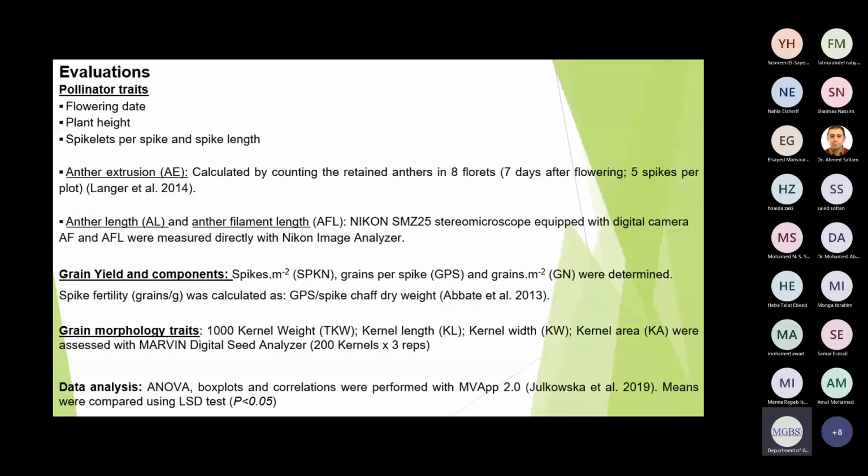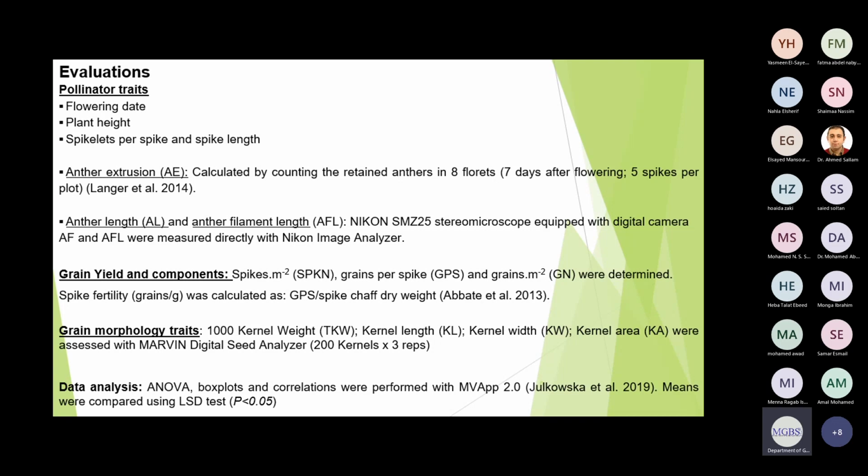Regarding the evaluation, we evaluated some floral traits with relevance for pollinator traits: flowering date, plant height, spikelets per spike, and spike length. Anther extrusion was evaluated 7 days after flowering in 5 spikes per plot, and it is calculated by counting those anthers that are retained inside the spikelets. Also, anther length and anther filament length were recorded using a microscope equipped with a digital camera, and using the image analyzer, we analyzed the length of both parameters.